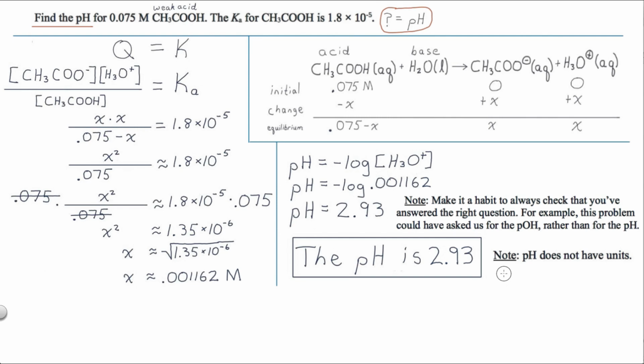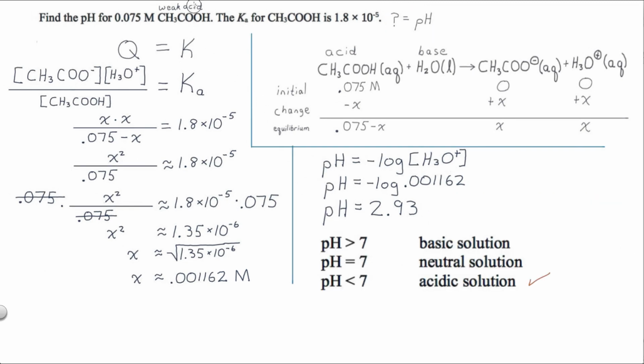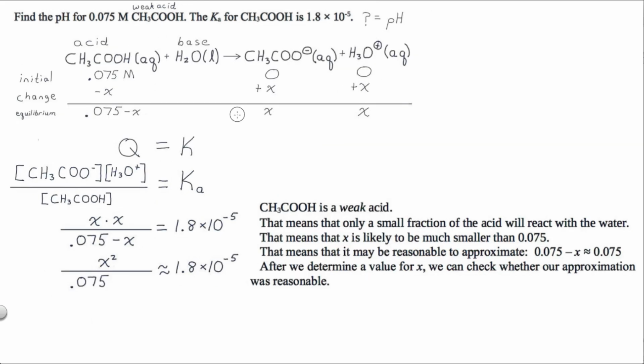Now, let's ask whether our results make sense. Is this result for the pH reasonable? Since we're dealing with an acid, we expect to end up with an acidic solution. You should know that in an acidic solution, the pH will be less than 7. Our result for the pH is indeed less than 7. So our result for the pH is reasonable. If our result for the pH had turned out to be greater than 7, then we would know that we had made a mistake. Now, remember that we assumed that X would be much less than 0.075 molar.